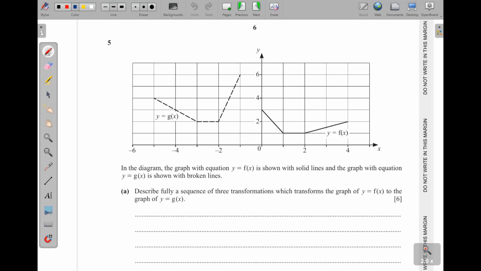Question 5 is coming from functions, particularly from a transformation of functions. In the diagram, the graph with equation y is equal to f of x is shown with solid lines, and the graph with equation y is equal to g of x is shown with broken lines. Part A, describe fully a sequence of 3 transformations which transforms the graph of y is equal to f of x to the graph of y is equal to g of x.